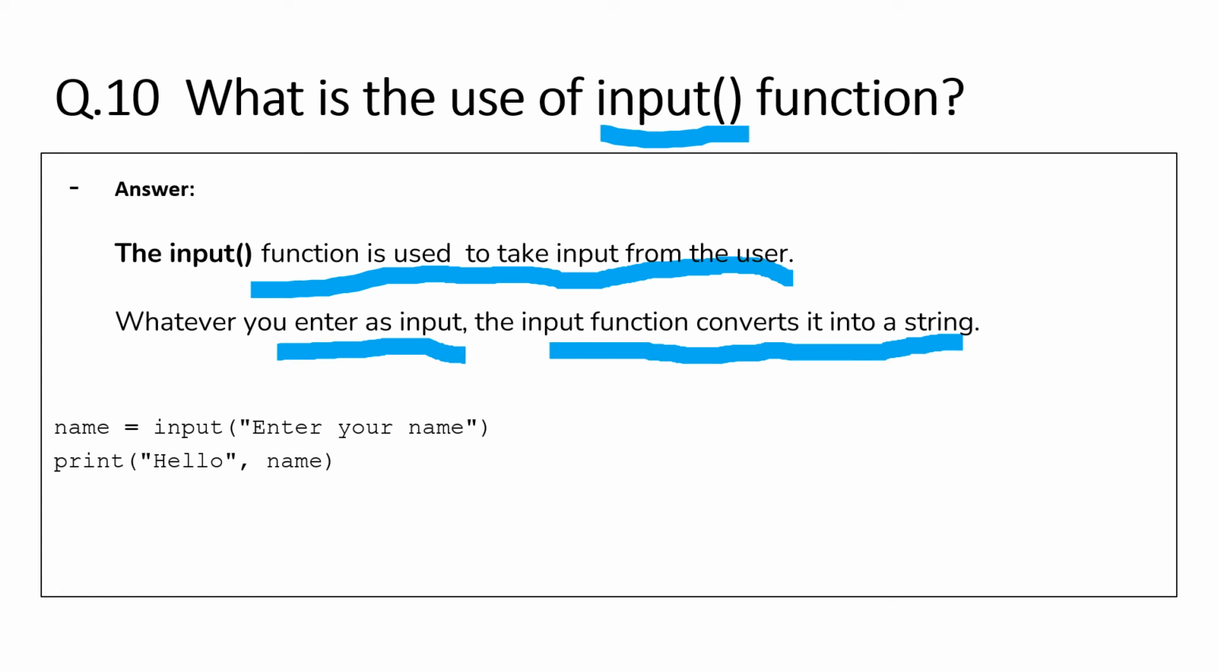Let's go for example. Name is equal to input. Input function is used here. Input, enter your name, and we are going to print hello comma name. Whatever you are going to enter as a name, it will be printed. So input function is used to take input from the user.